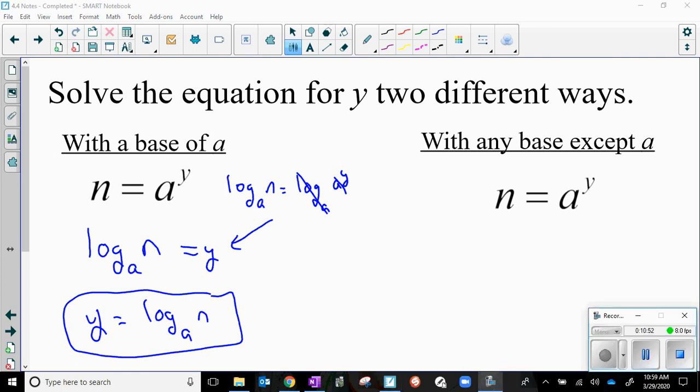Okay, so let's now take a look at how to do this using a different base. So let's use the idea of using a logarithm. We're going to take a log of both sides, but I'm going to use any base other than A. So let me just call it base B. Just as a reminder, our bases are going to be positive numbers. No 0, no negatives, and no 1.